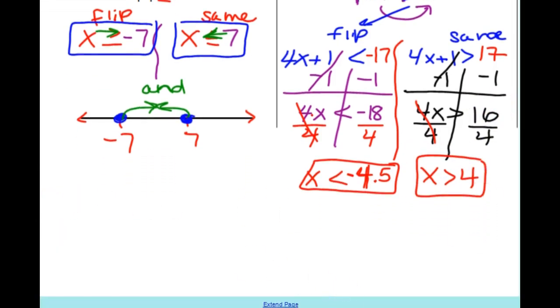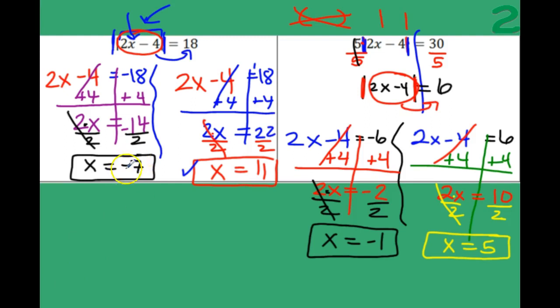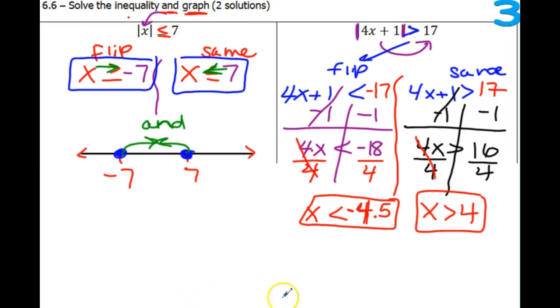So notice, some people are going to assume that just because you solve one side, the other answer is automatically going to be the same exact number, like 7 and negative 7. But here I have negative 4.5 and 4. Back here, we got way different answers. Negative 7, 11, negative 1, 5. So notice, they're not always going to be the exact same number. You have to solve both.